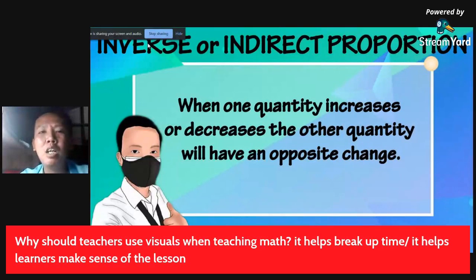So it means that if this quantity increases, the other quantity will decrease. If this quantity decreases, the other quantity will increase. So that's the characteristic of the inverse or the indirect proportion. Usually, we encounter problems with indirect or inverse proportion in work problems, just like this.